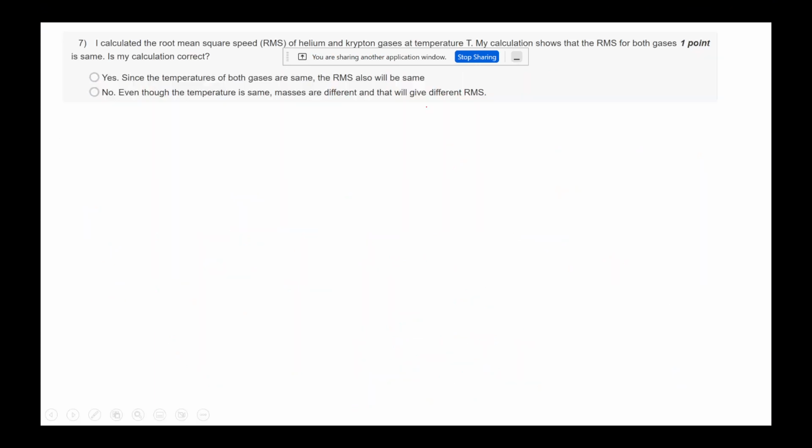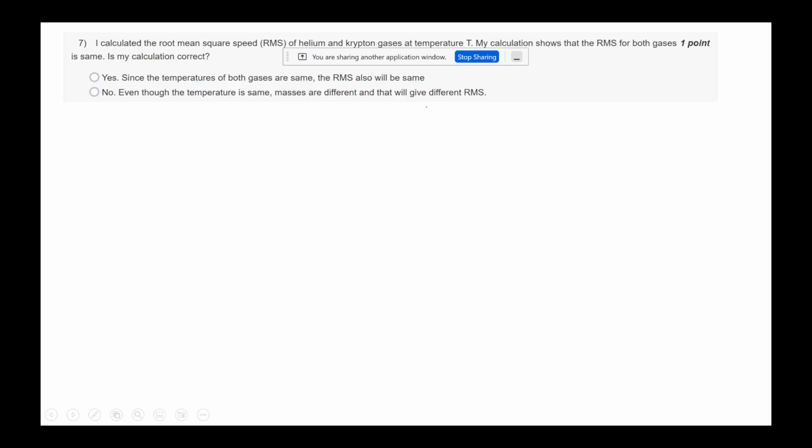Okay, now this problem states: I calculated the root mean square speed, RMS, of helium and krypton gases at temperature T. My calculation shows that RMS for both gases is same. Is my calculation correct? First option says yes, since the temperatures of both gases are same, the RMS also will be same. Second option says no, even though the temperature is same, masses are different, and that will give different RMS.